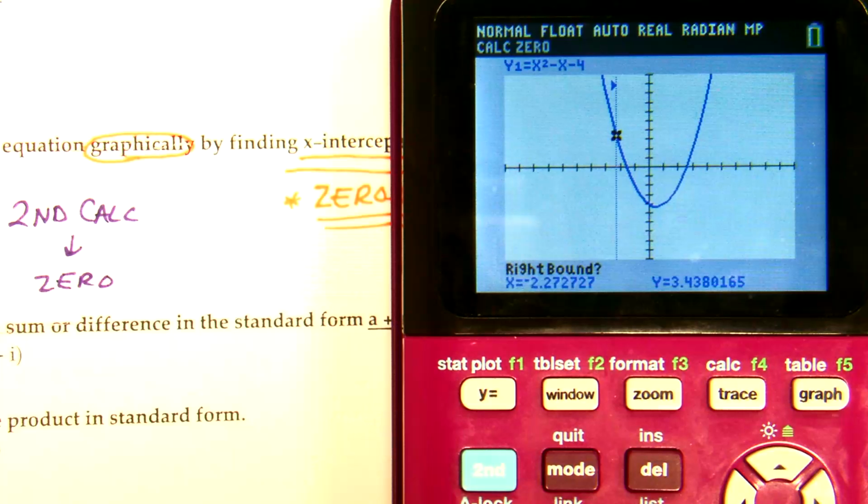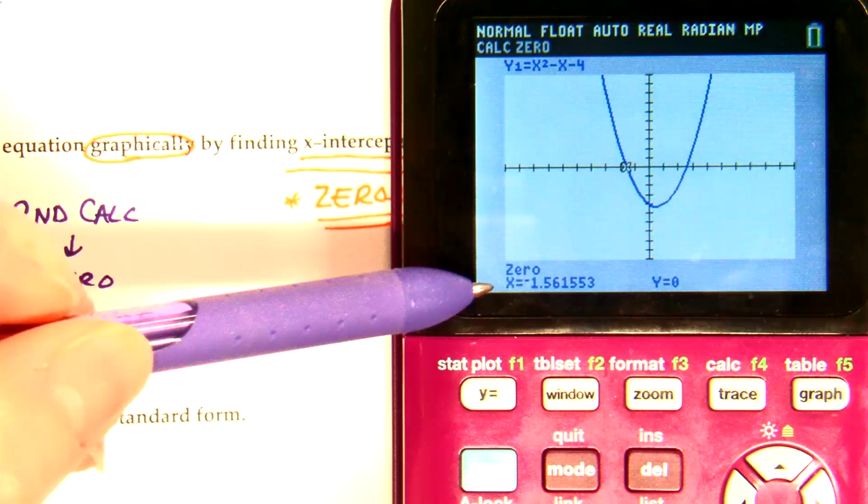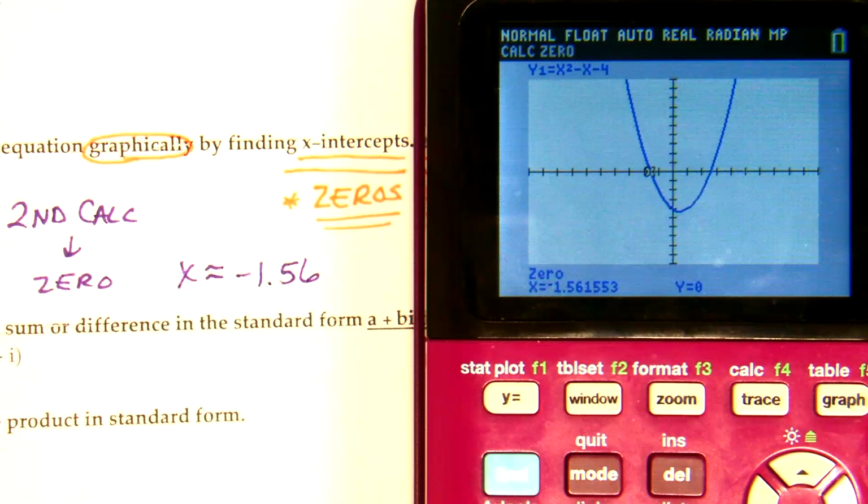And notice when I get to my final answer, it says 0. That's how you know it's providing you an answer. And so I think I have 2 decimal places on the answer key. I do. So the first one, x is approximately, well, the calculator answer is -1.561553. I have written down -1.56 as an approximate answer.